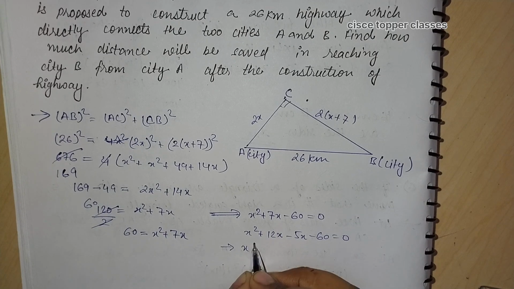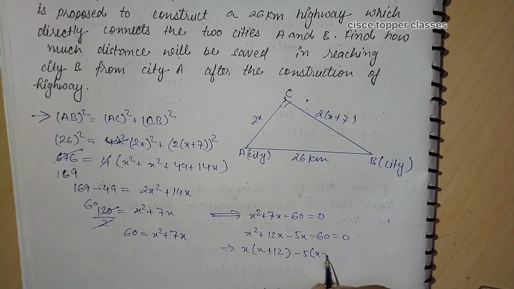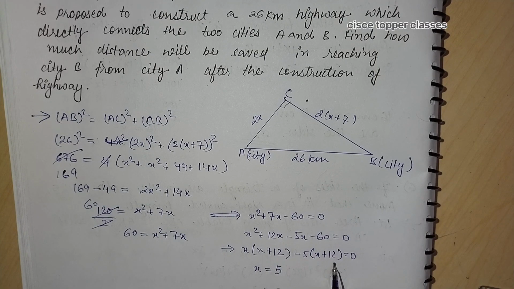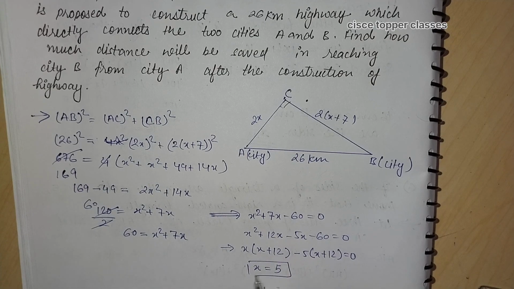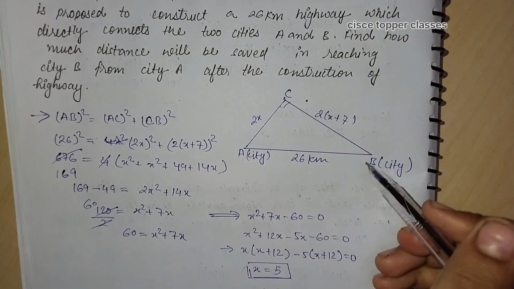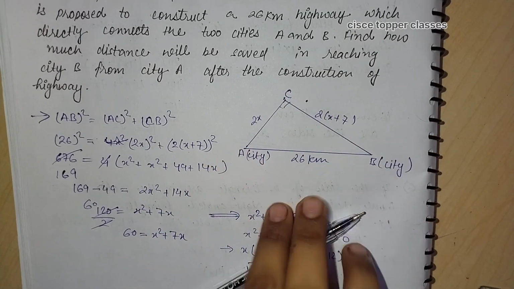We will take x common, so it will be x plus 12, and here minus 5 common, so it will be x plus 12 equal to 0. From here we can get x as 5, and x equal to minus 12 will not be allowed, which is not possible as x cannot be negative. So now this is the final value of x. Simply we can find the value of AC and CB from here. Then we will add these to find out the distance.